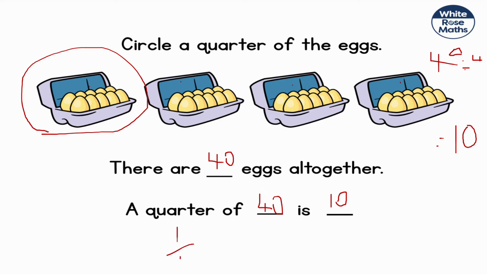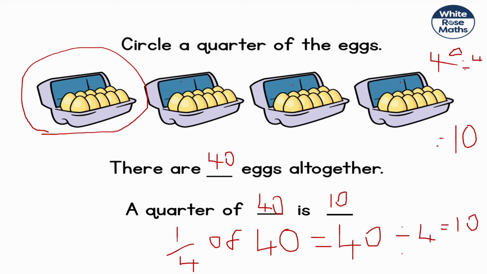The mathematical way of writing this, a quarter of 40, is to divide by the bottom part of my fraction, and then multiply my answer by the top part of my fraction. 40 divided by 4 is 10. 10 times 1 is just 10. So my answer is just 10. A quarter of something means divide it by 4.